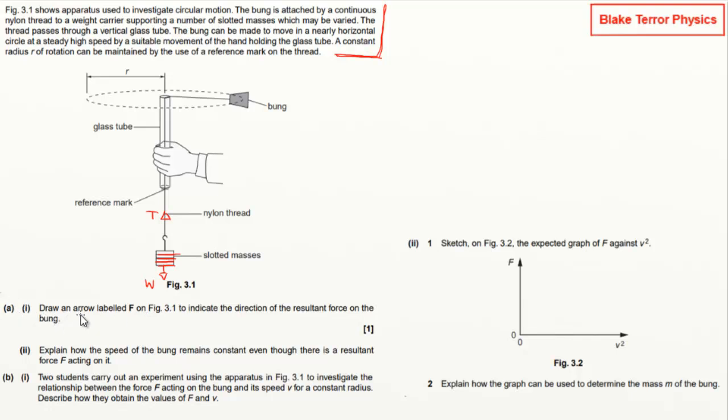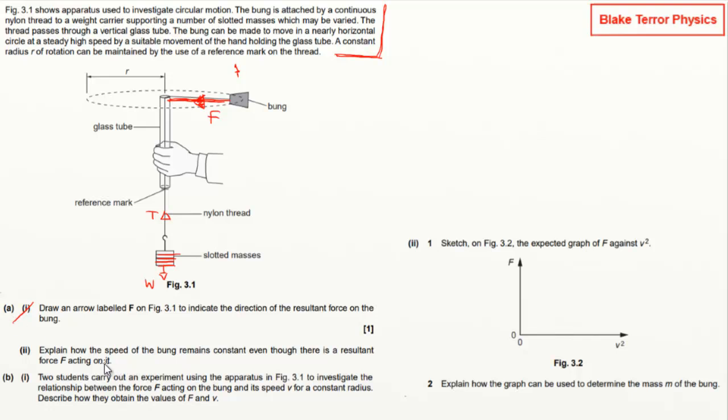But we'll start off by drawing an arrow labelled F on the diagram to indicate the direction of the resultant force on the bung. If the bung's going in a horizontal circle, then there's no vertical component. All we've got is the force towards the center of the circle. So we've got this horizontal line, which is F towards the center of the circle, which you should note is not parallel to the string, because the string has to have a vertical component of the tension to counteract the weight of the bung. So the string is not horizontal, but the circle that the bung is moving in is horizontal.